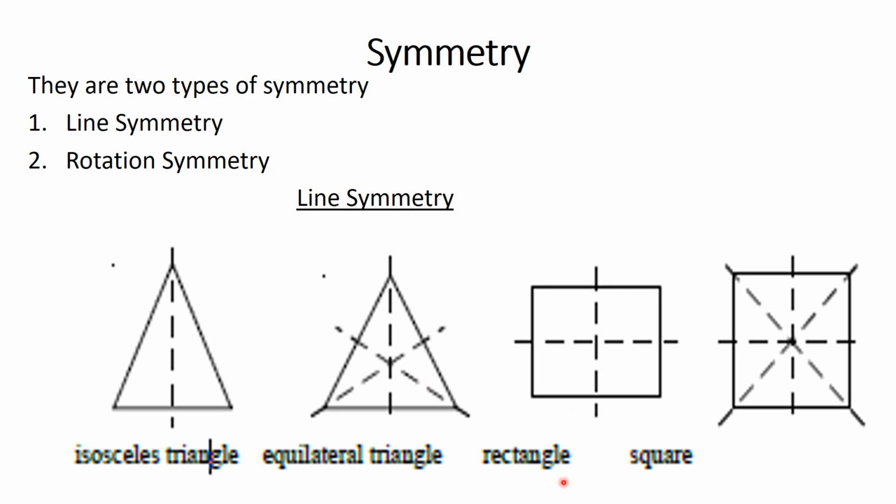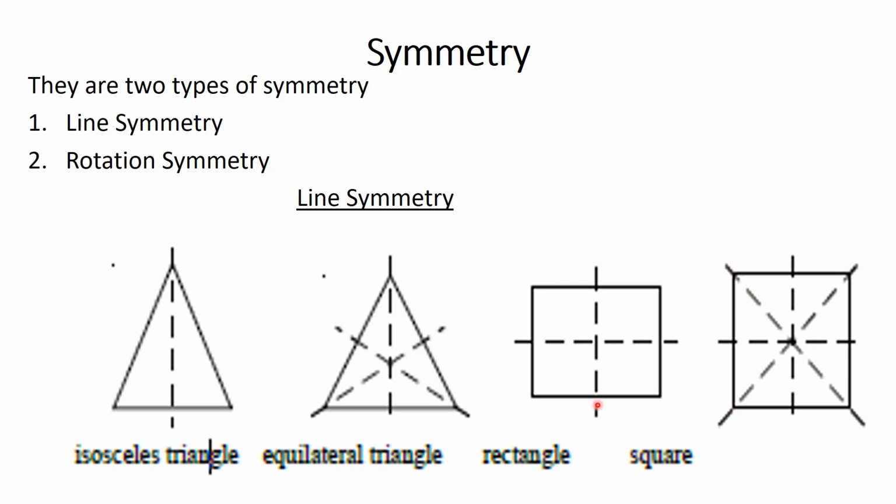So for a rectangle, it has two lines of symmetry. It can be divided like this and like this. Then for a square, we have four lines of symmetry. You can divide it like a rectangle. Then you can also divide it using the diagonals.